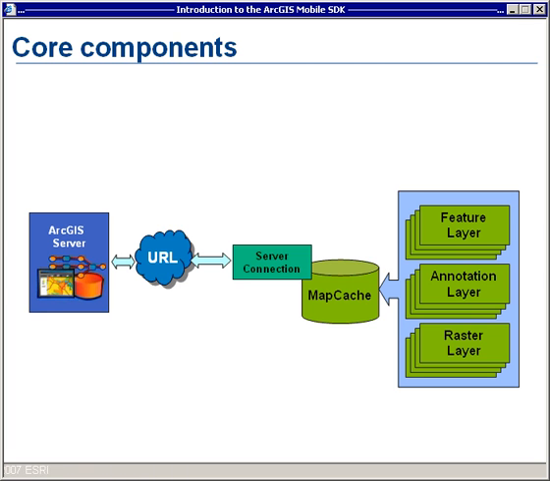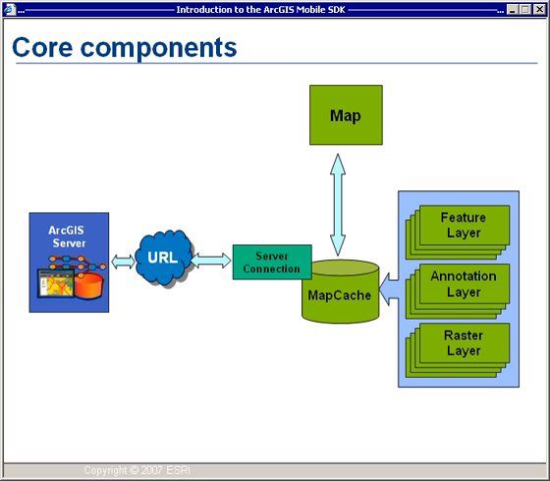We support annotation, so we can pull and render the annotation. We do not support editing against the annotation. And we also support pulling out the raster layers and creating the pyramids and being able to render really rich raster information on the mobile device itself.